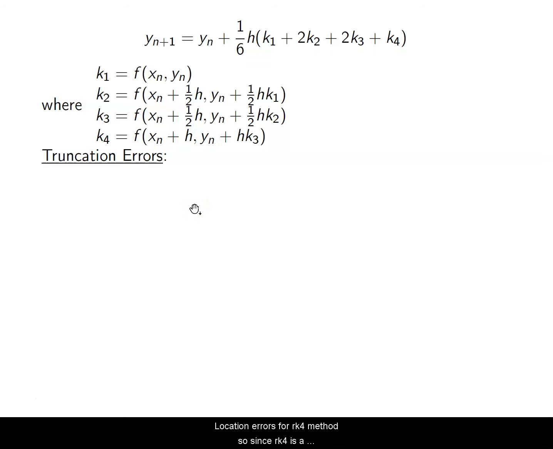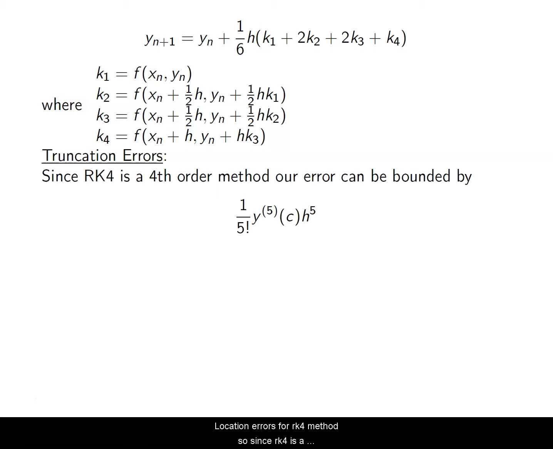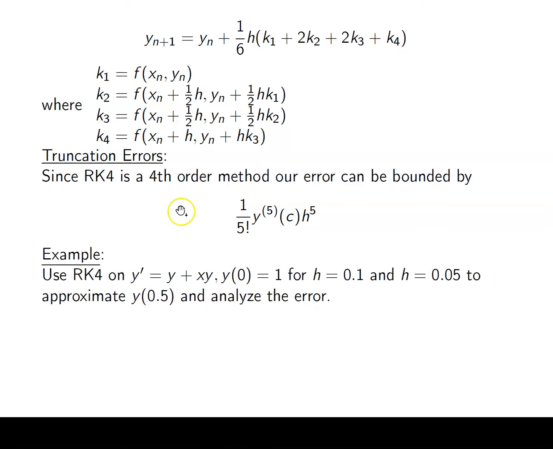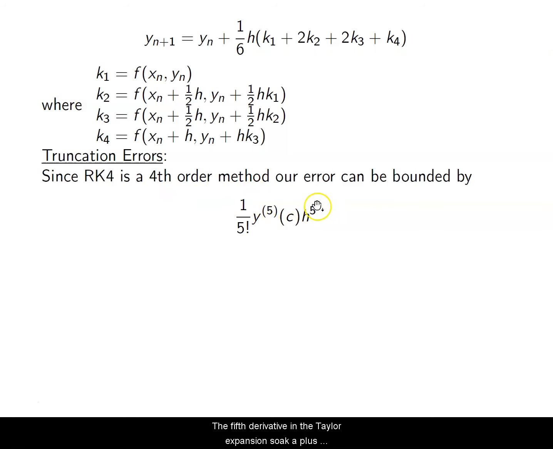Truncation errors for RK4 method. So since RK4 is a fourth order method, our error can be bounded by the fifth derivative, okay, in the Taylor expansion. So the k plus 1th derivative term in the Taylor expansion, right? So when we take these values and instead of x minus a, right, taking those substitutions that we had, which was x_{n+1} and x_n, that turns into our h. So this is how we can bound our errors.